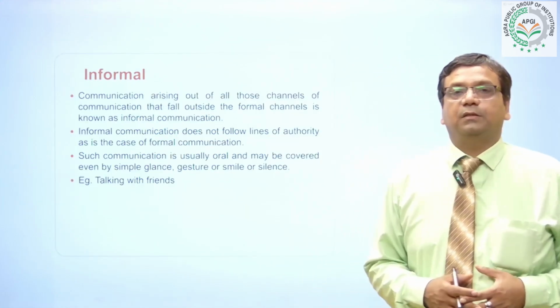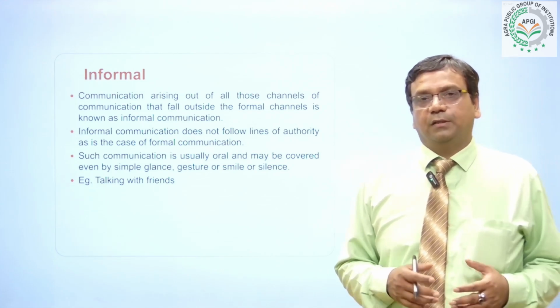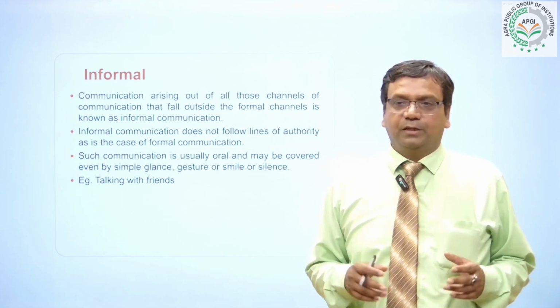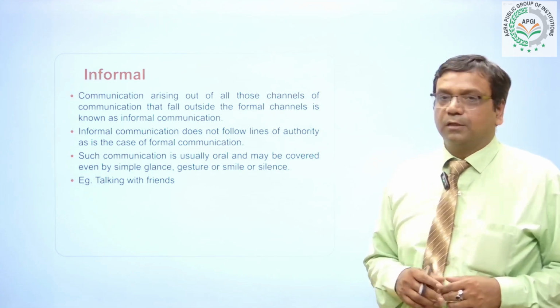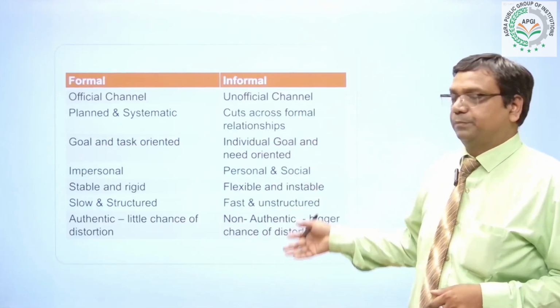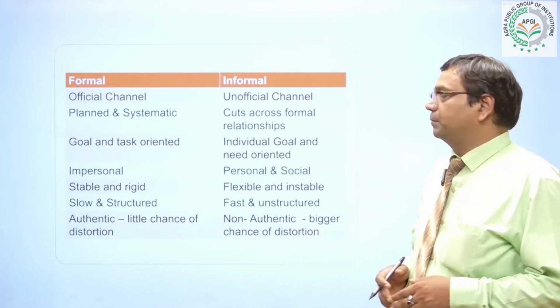Another type of communication is called informal communication. When we are talking with our friends or relatives, there is no particular structure of communication. They speak fluently and freely, whatever they feel. That type of communication is called informal communication. Now we can differentiate, on the basis of these points, how formal communication is different from informal communication.